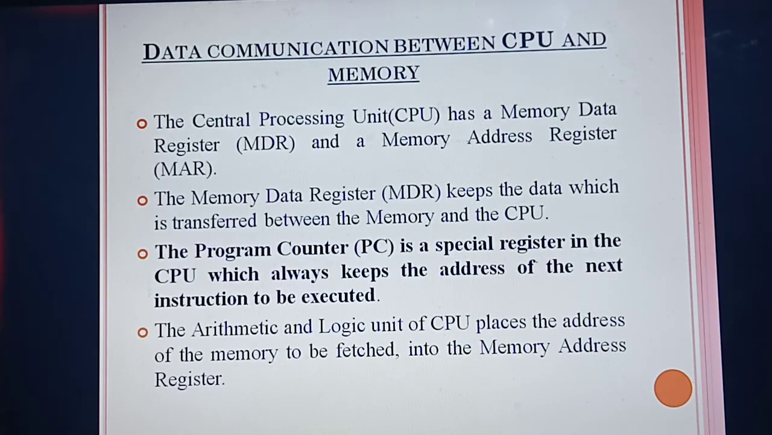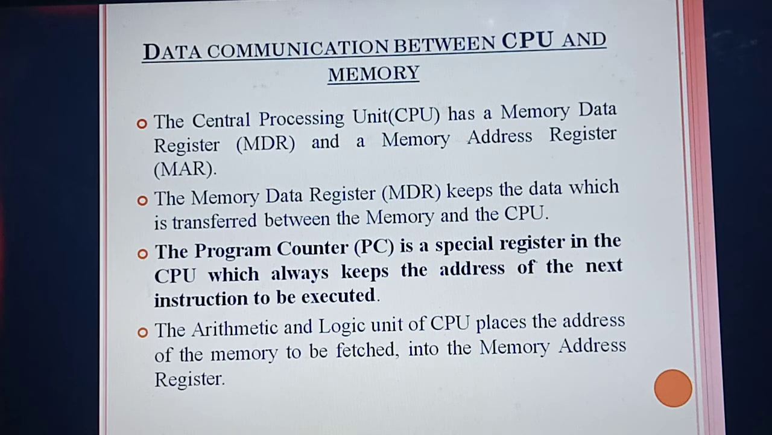Okay, so the next one is data communication between CPU and memory. Some communication is going on between whom and whom? Between the CPU and the memory. You are going to transfer some data between CPU and memory. What do you mean by CPU? Central Processing Unit. Listen, this CPU will have 2 kinds of registers. How many types of registers? 2 types. What are they? Memory data register and memory address register.